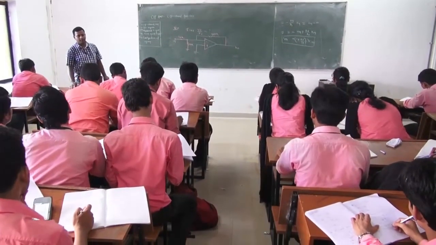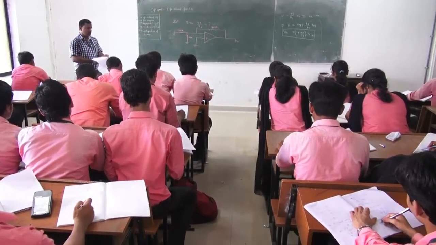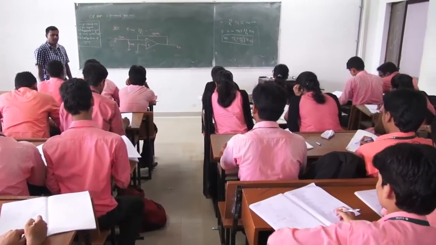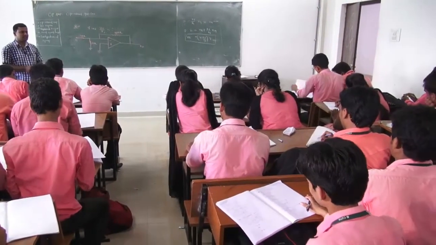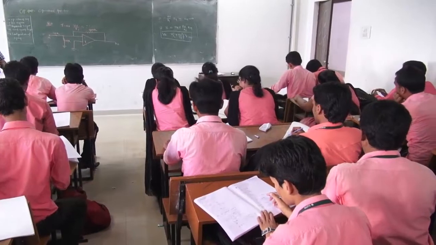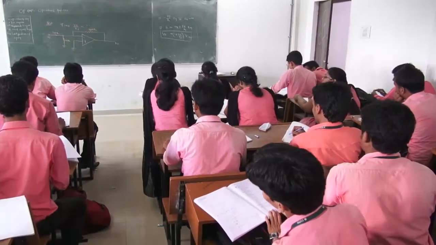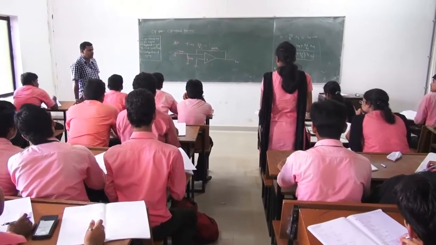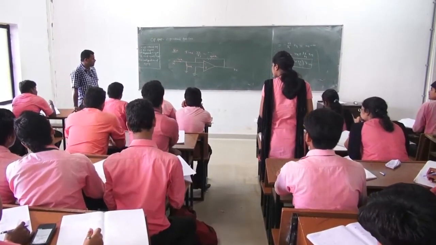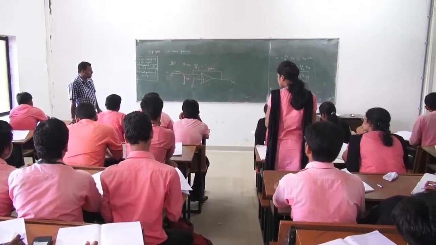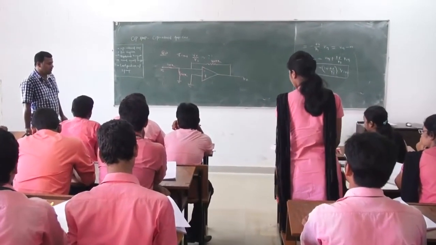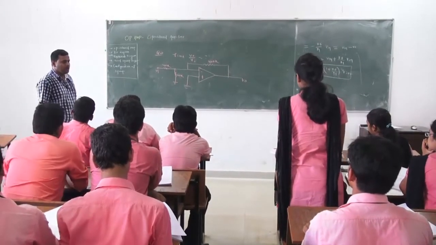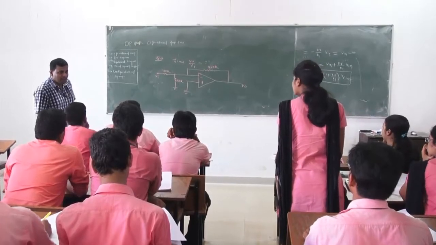Any idea? Any idea from anybody? Don't solve, first share your idea. Sneha, how to find? At which point? First we will take Vi equal to 0. Then V1 equal to V2 equal to 0. In this case, what is the value of V1? 0.